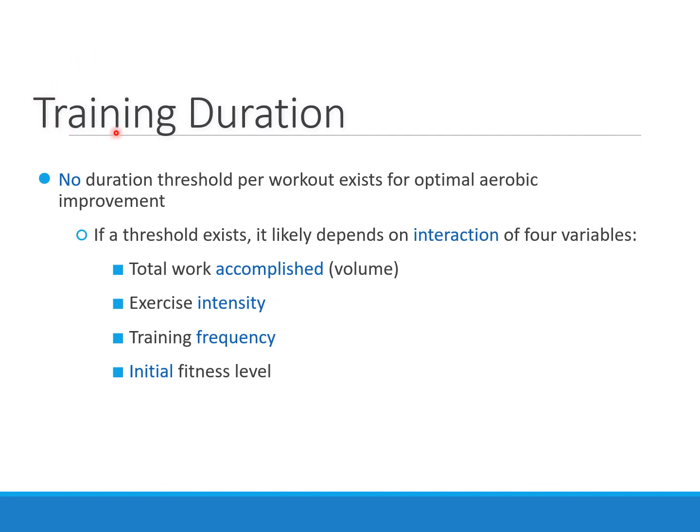So next is the training duration. So this is the amount of time that you're actually spending doing a particular exercise or activity, but there's no duration threshold per workout that exists for optimal aerobic improvement. If a threshold exists, it is likely dependent on the interaction of 4 variables. One is the total work to accomplish, so that's the volume of work in that time. It's the intensity within the time, the frequency that you are doing this throughout the week or throughout a period of time, and your initial fitness level. So this kind of determines how much training duration in one bout that you'll be able to handle.